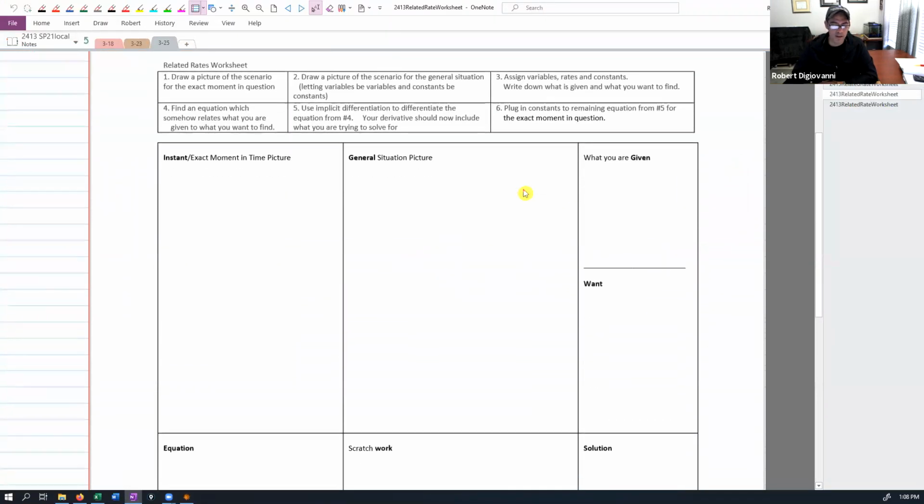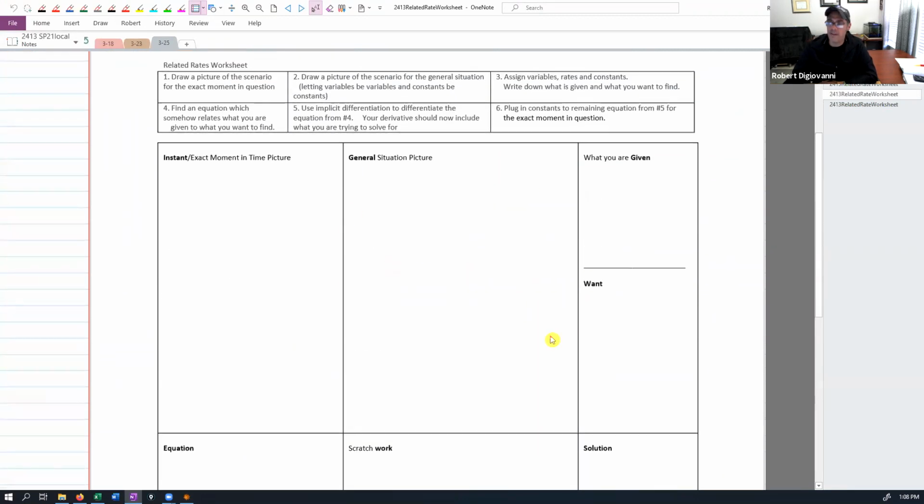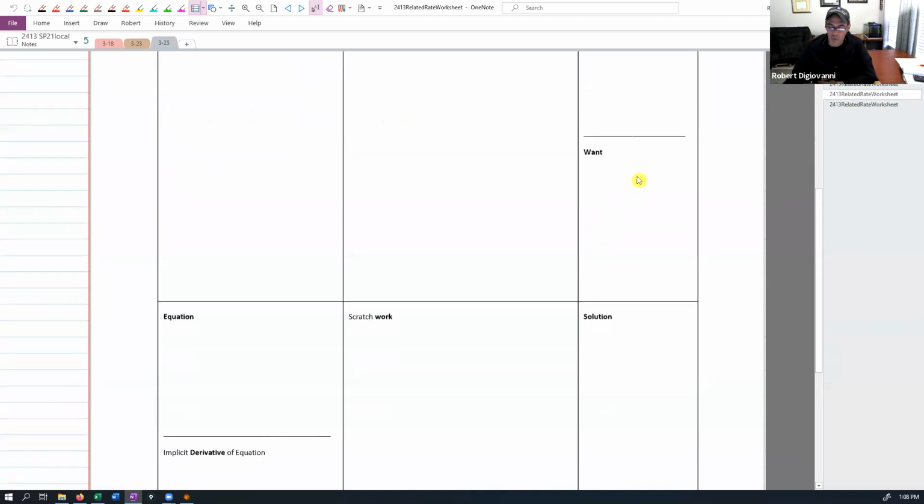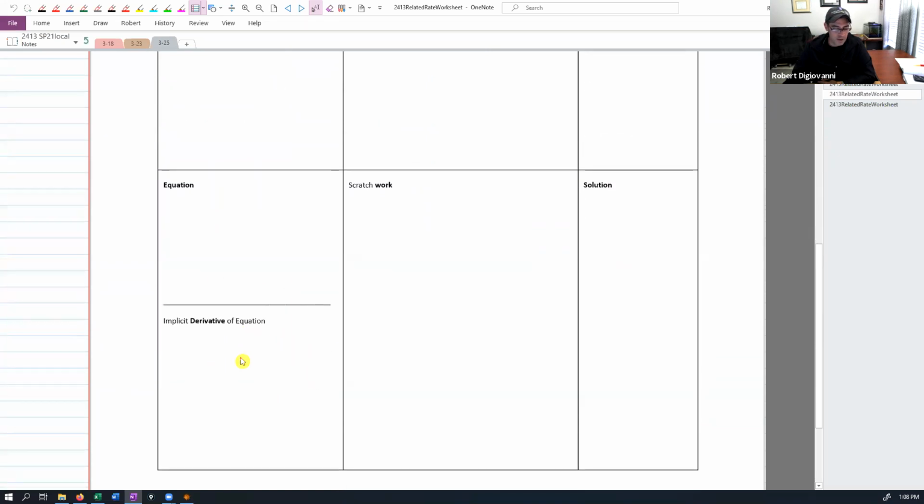And what it does is it gives you almost like a table to fill out to do one of these problems. So we're going to draw a picture of the scenario we're talking about for the exact moment in question. Then we're going to draw a picture of the scenario in general. So I talked to you about this last class. I have a general picture and then an instant or exact moment in time picture. We want to write down what we're given. We want to write down what we want. We want to find an equation. We want to do implicit differentiation on that. And then we want to get a solution. And then this will be for any scratch work we have.